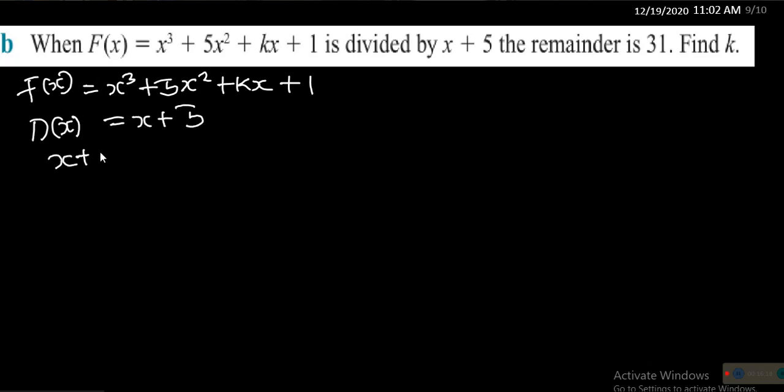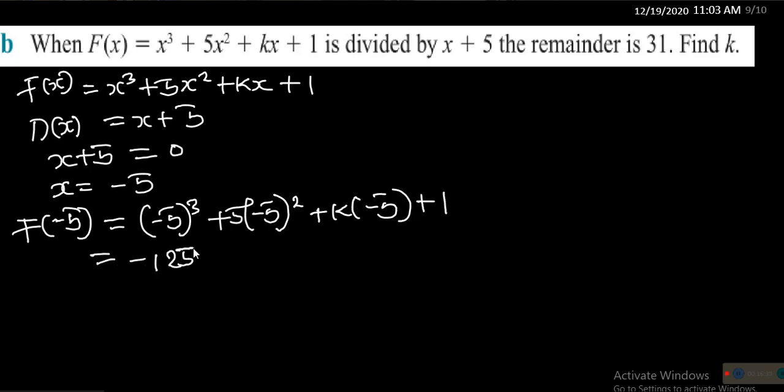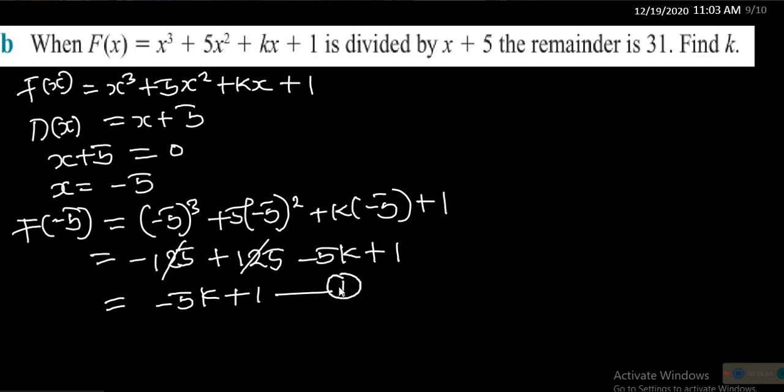Now let x plus 5 equal to 0. So that will give us x equal to minus 5. Now f of minus 5, which is the remainder, will be minus 5 raised to power 3 plus 5 into minus 5 raised to power 2 plus k into minus 5 plus 1. And that will give us minus 125 plus 125 minus 5k, because plus times minus is minus 5k, plus 1. We cancel this, so we have minus 5k plus 1. Let's call this equation 1.